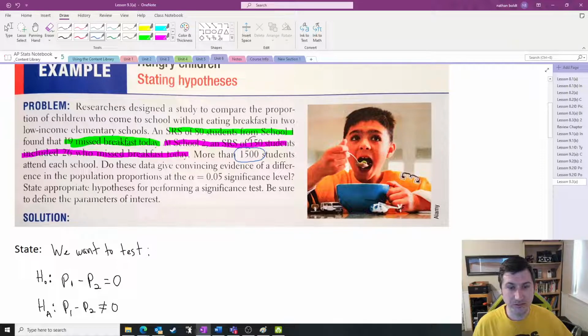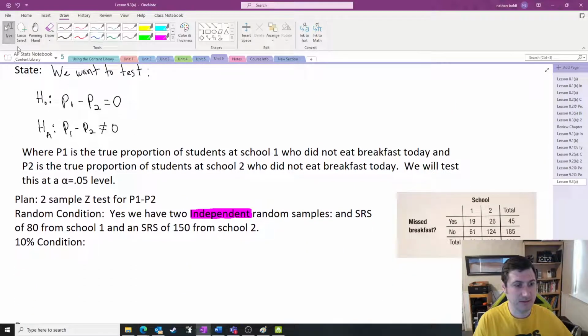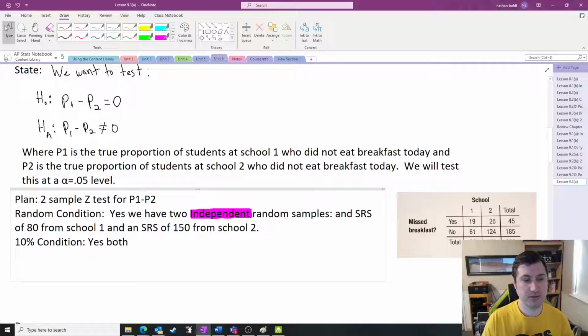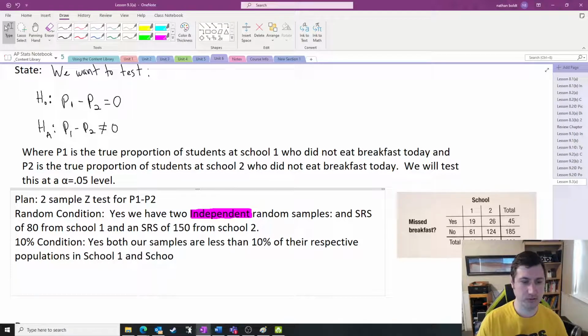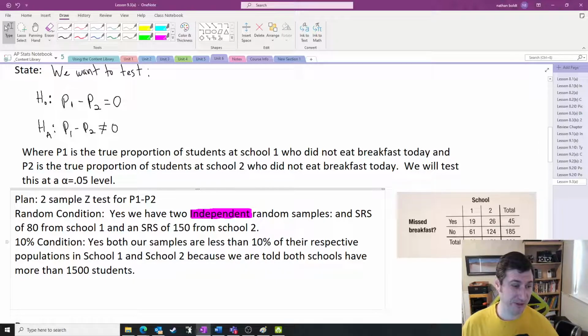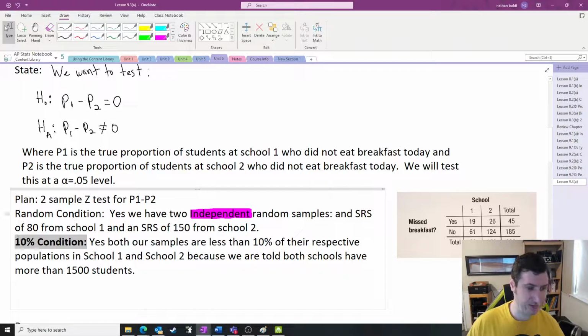We know 150 is exactly 10% of... well, it says more than, so it is less than 10%, and the 80 is also certainly less than 10%. So yes, both our samples are less than 10% of their respective populations in school 1 and school 2, because we are told both schools have more than 1,500 students. A little big for elementary school, but they tell us that's the truth, so that's what we are going with.